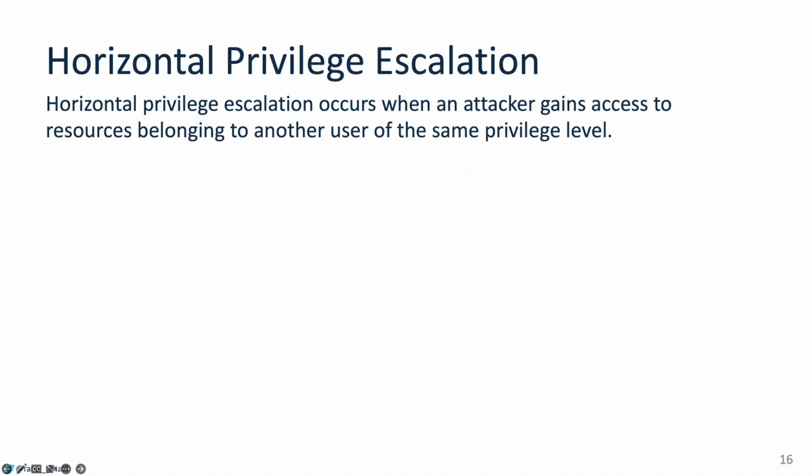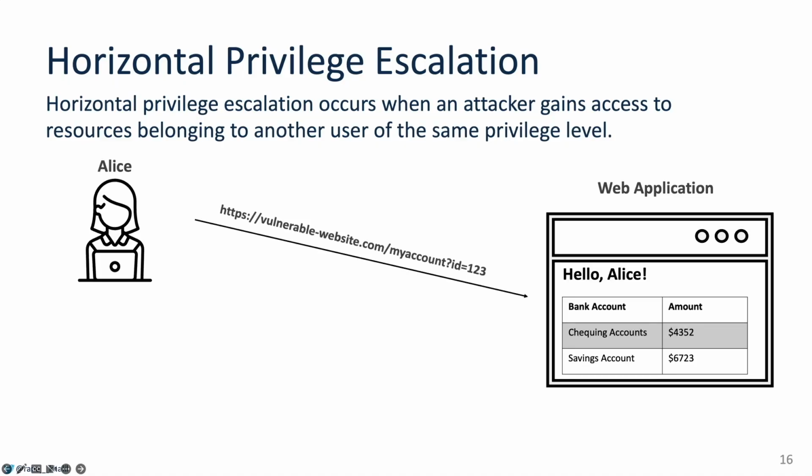Alright, so just like there are 3 different types of access control, there are also 3 different types of broken access control. The first one is called horizontal privilege escalation. Horizontal privilege escalation occurs when an attacker gains access to resources belonging to another user of the same privilege. Let's take a really simple example to explain that.